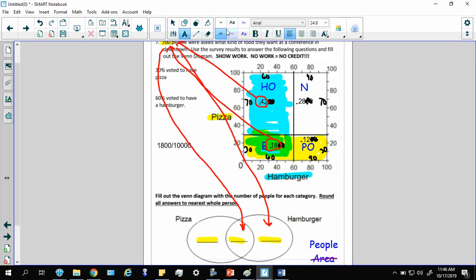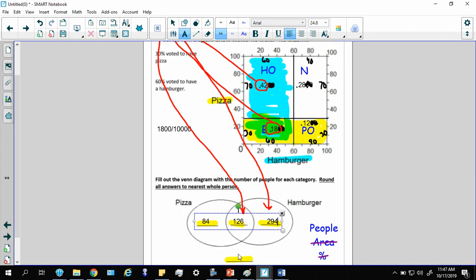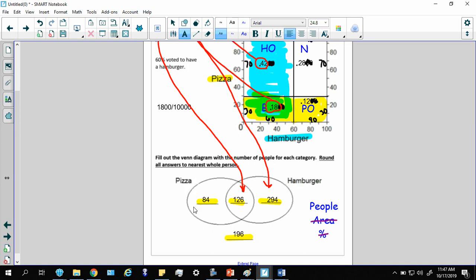So when you do the math, and again, most folks are getting this, but there's still some that are having trouble. 84, 126, 294 people, and then lastly, the neither section is 196. All right, all these add up to 700. Okay, that's it, and you're done.